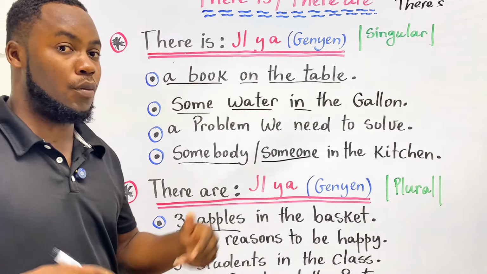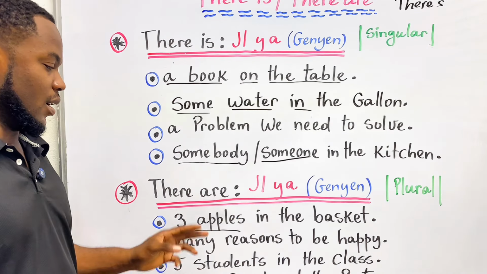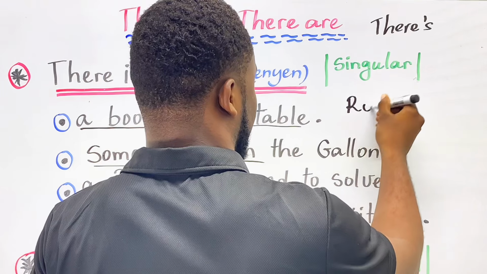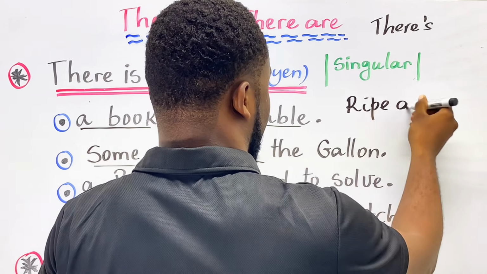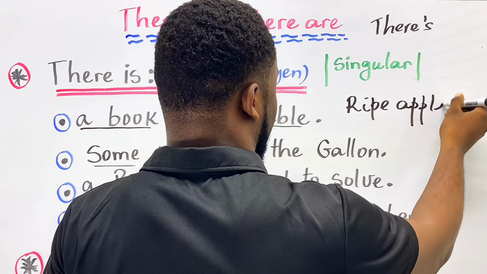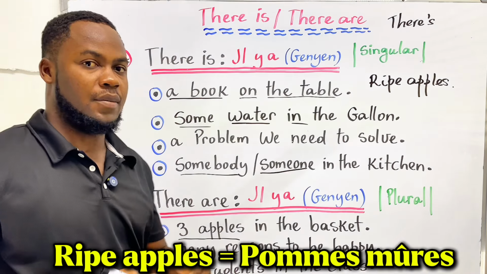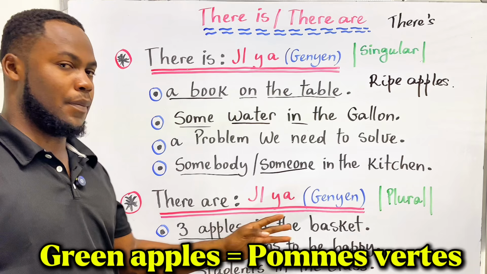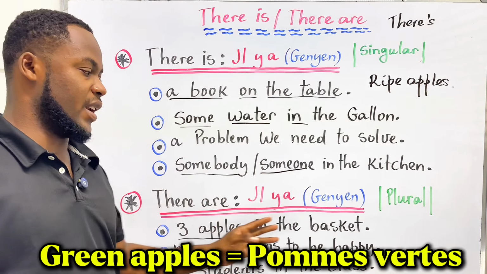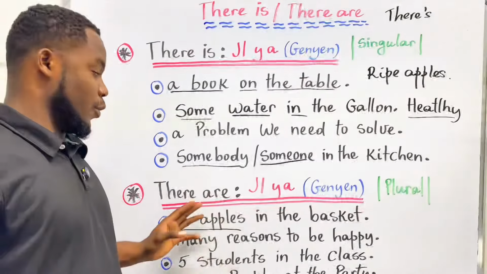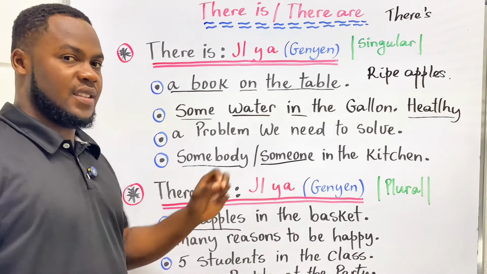If I want to say there are 3 ripe apples in the basket, I say there are 3 ripe apples. Ripe means mûr. If I want to say green apples, there are 3 green apples in the basket. We use there are for plural.